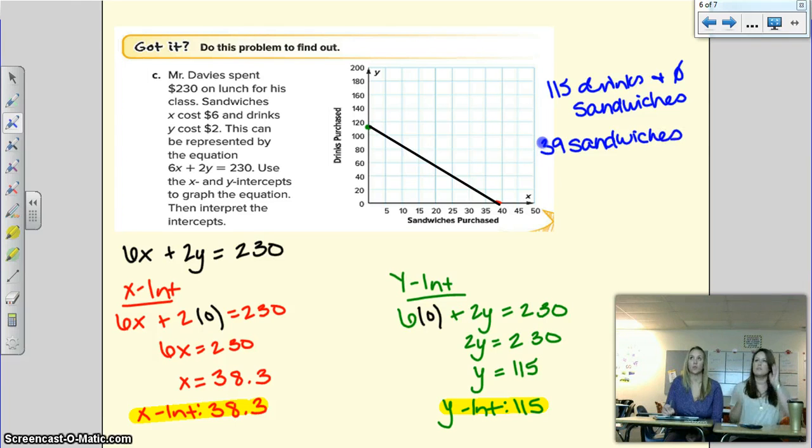So we always need to relate it to the real world. We couldn't have 38.3, so round up. You can't buy 0.3 of a sandwich. All right, and no drinks. So anyways, there's your x and y intercept interpretations.